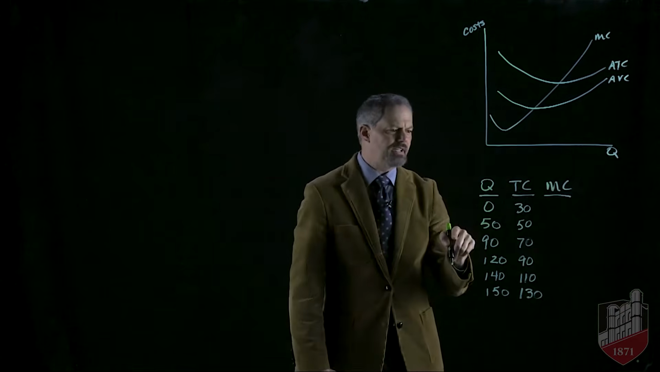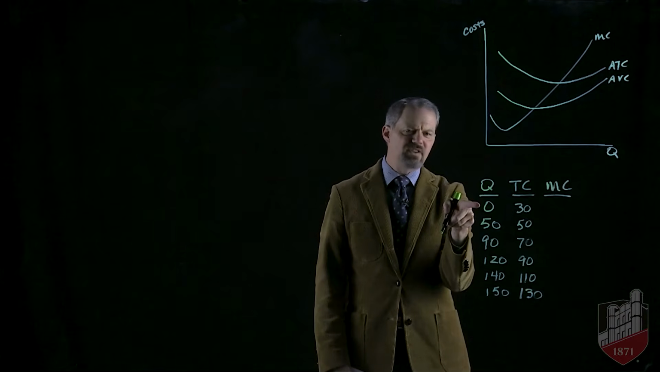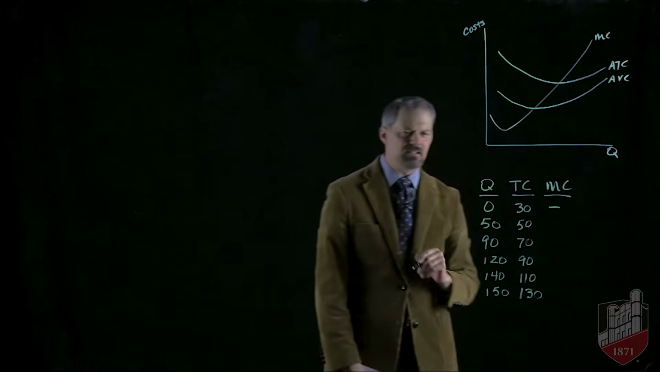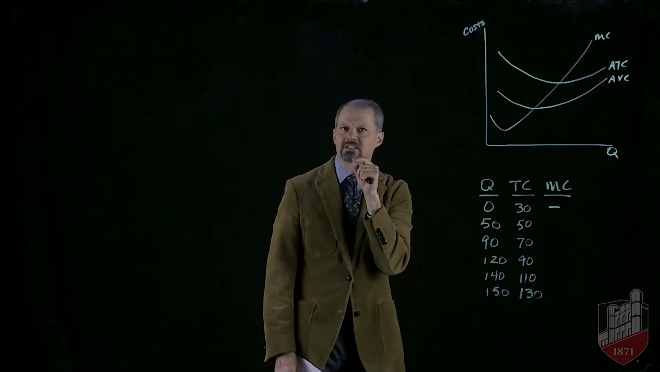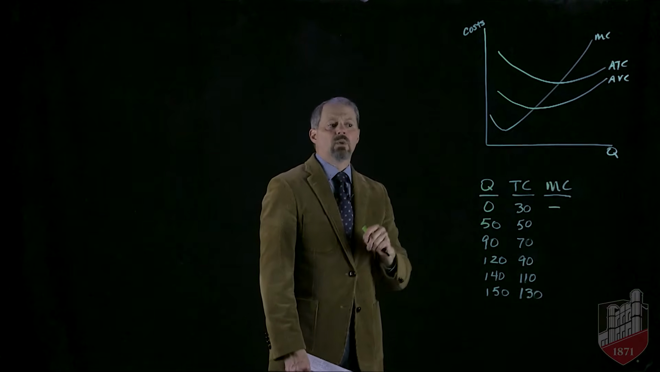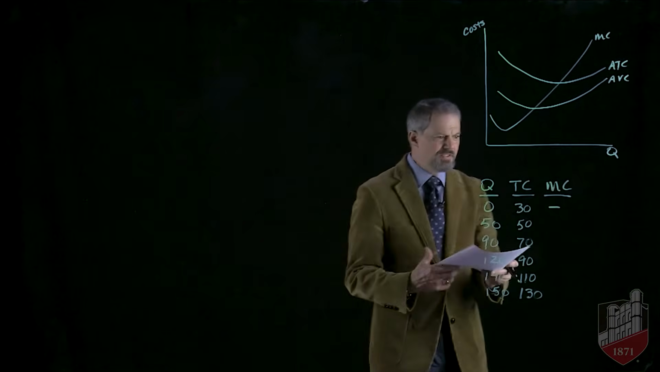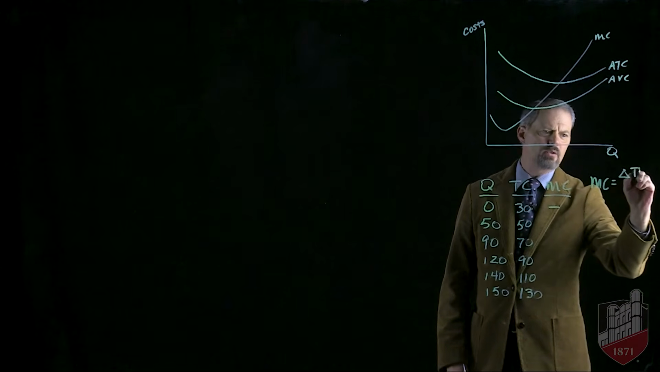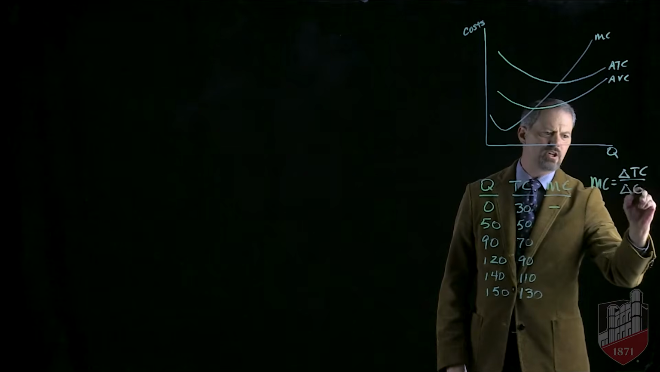If you had to calculate marginal cost, we're going to think about starting from 0 and going to our next one. So we're not going to calculate it for the first one. Marginal cost is always about going from one place to the next. Well, then you would just use this formula. Marginal cost is equal to the change in total cost divided by the change in quantity.